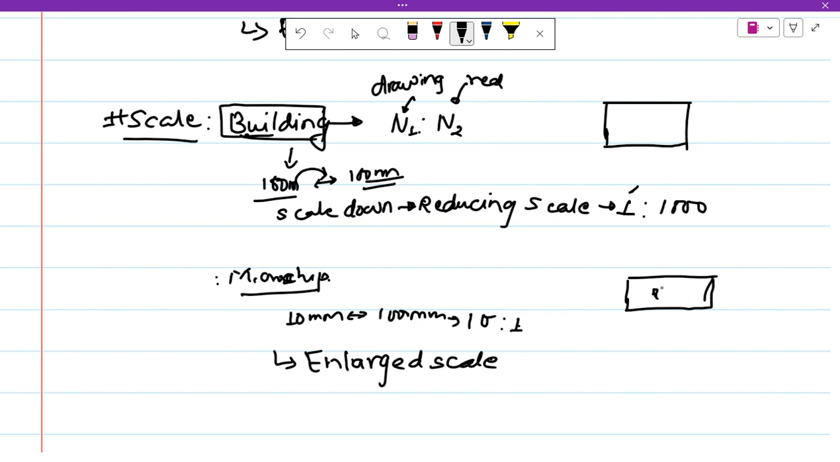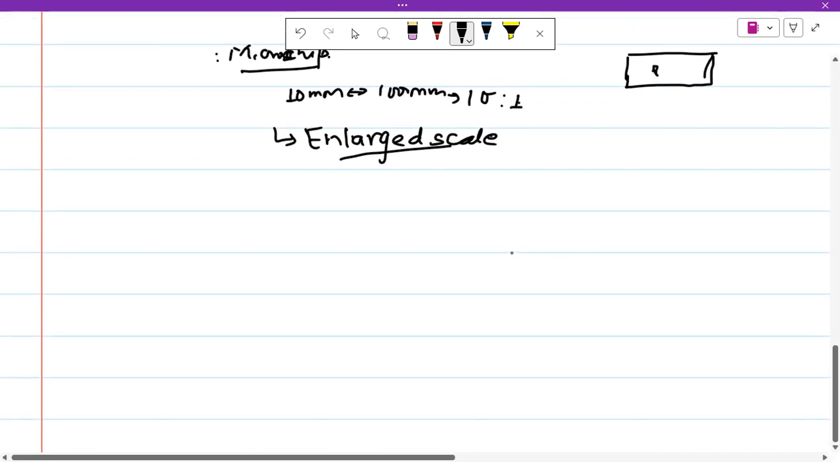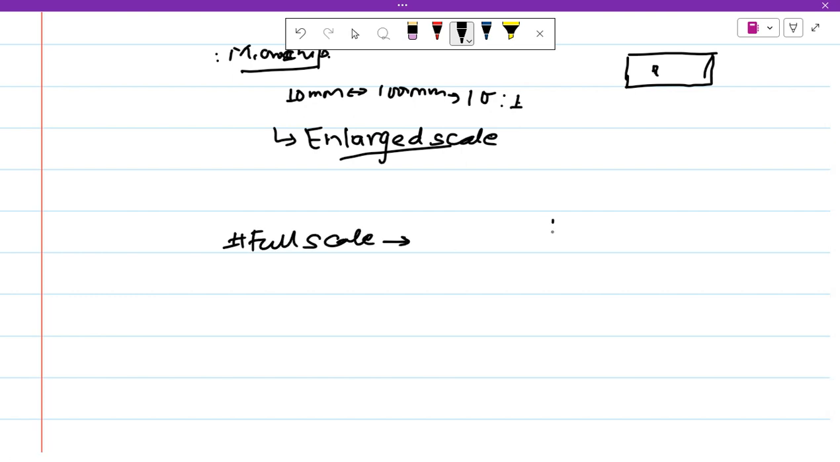Okay, so we got that. We talked about reducing scale and enlarged scale. The third thing is full scale. Full scale means we draw in the same scale as in real, that is 1 is to 1. So if I draw a pin of 100 mm on the sheet at 100 mm, it is a full scale drawing.